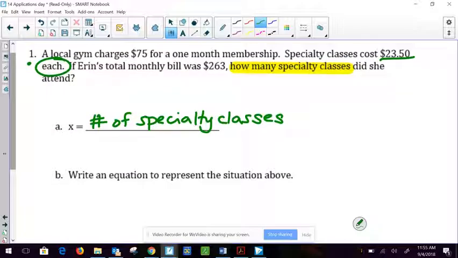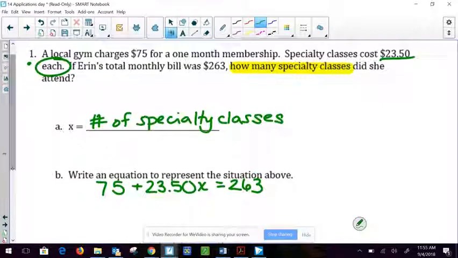So it says a local gym charges $75. So the first thing you get charged in that month is $75. You also get charged $23.50 for each specialty class. So also is saying that we're going to add 23.50 per class. That's where my x goes. And that is equal to $263.